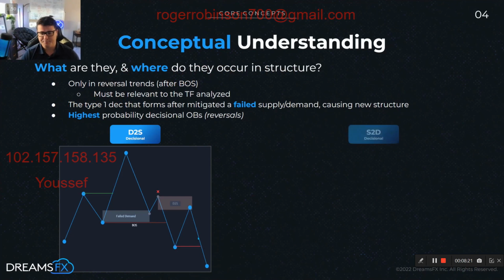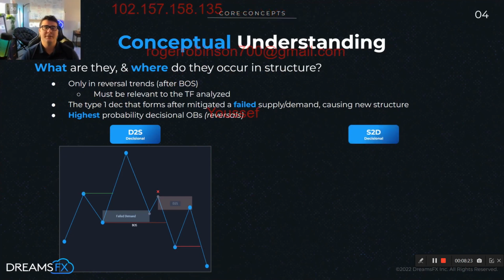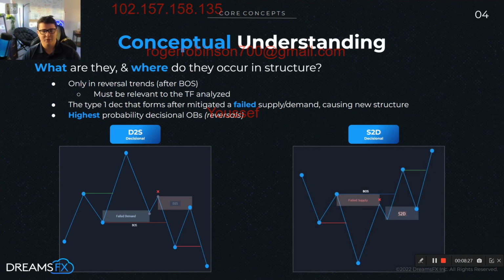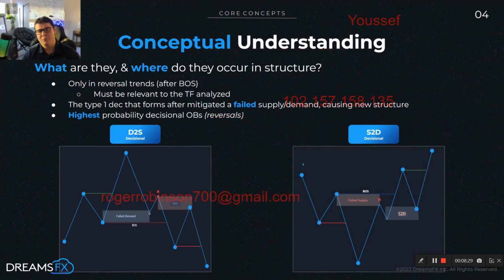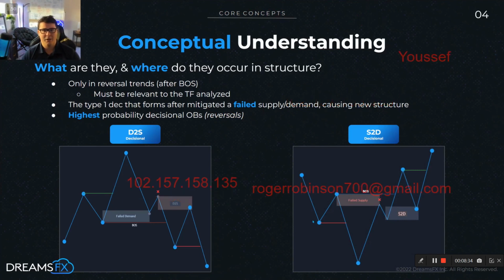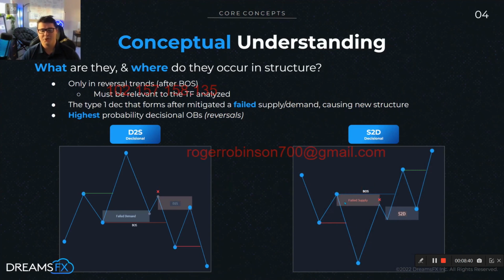On the other hand, we have our S2D decisional. So on the contrary, you could expect it to be inverted. For an S2D decisional, we are in a previous bearish downtrend. What happens at this point in time is we have a high, a low, a lower high, and a lower low. We see that price breaks the previous low, makes a new lower high, lower low, and then based off of our structure that we have to this point, we find our extreme supply. Again, your failed demand, your failed supply, they will always be extreme order blocks.